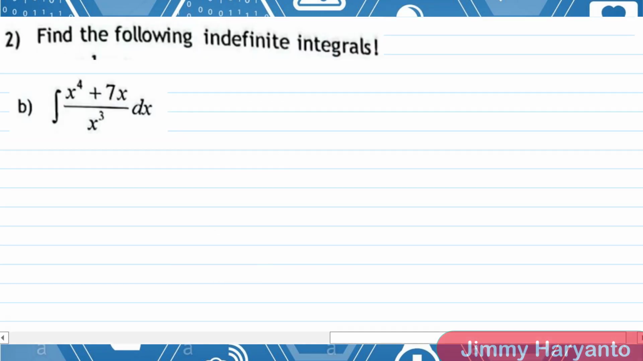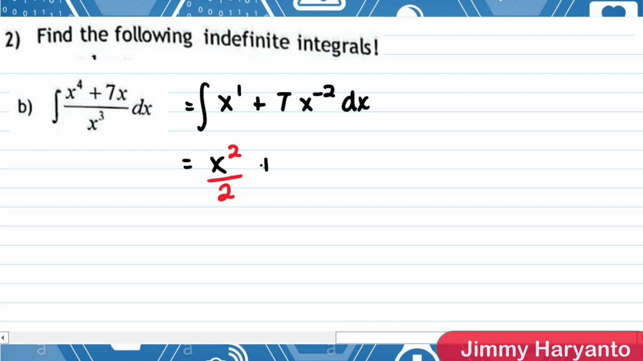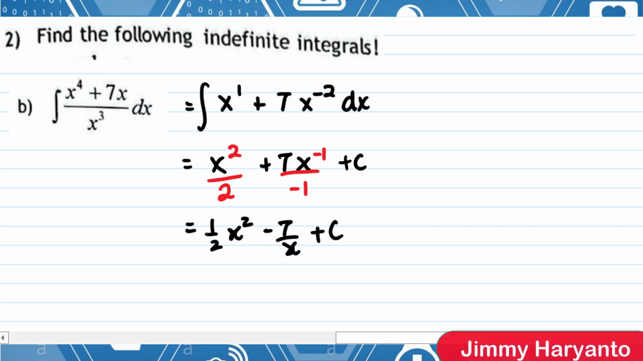And for number 2b is the same thing. You have to divide it first. So you will have x to the power of 1 and then plus 7x to the power of negative 2 dx. Yeah, so you can integrate it easily. It will become 2 over 2. And then for this one, 7x to the power of negative 2 plus 1, negative 1 over negative 1, and then plus c. So if you simplify it, you will have negative 7x to the power of negative 1 become over x, and then plus c.